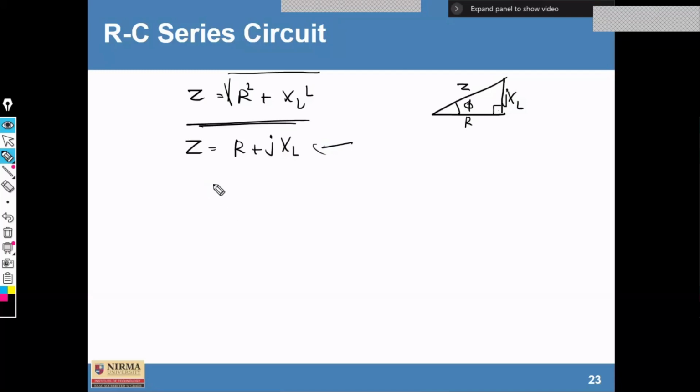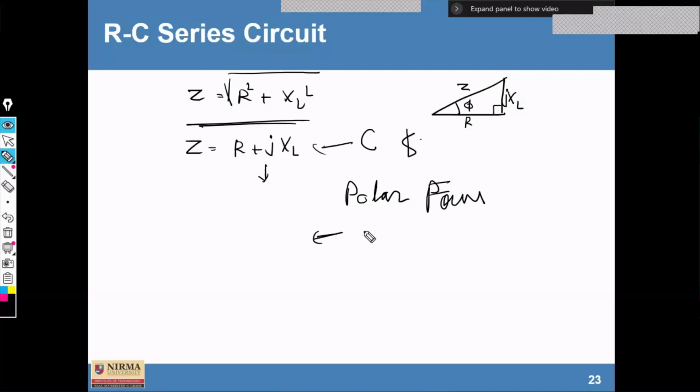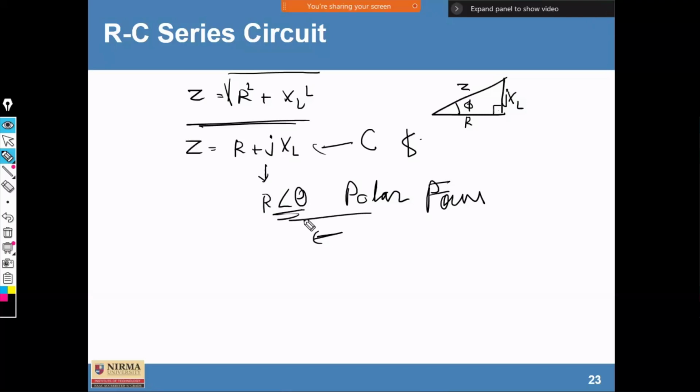Similarly, we can also derive it in various forms. Polar form. Do you know what is polar form? This is Cartesian form. We can write it in r theta form, r angle theta form. Fine. So this is a polar form. Similarly, we can represent it in exponential form also: R e raised to j theta. Exponential form also we can represent.